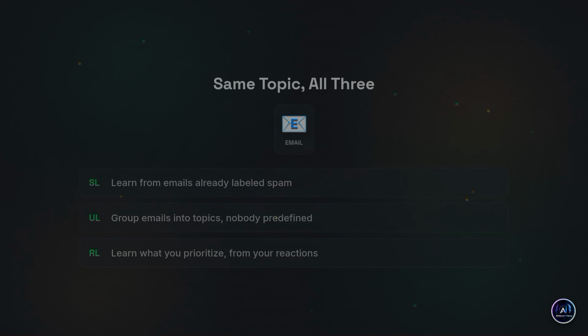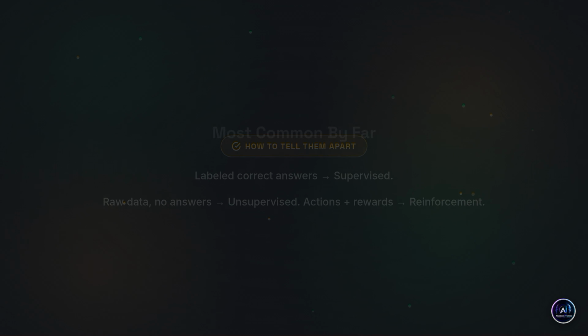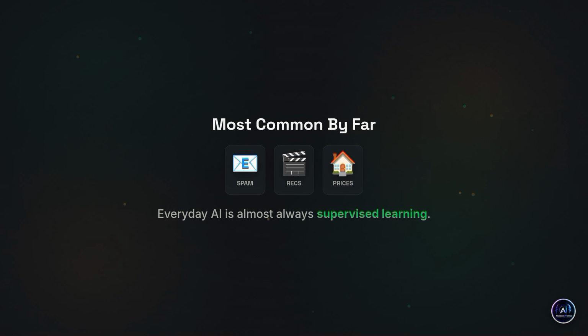Here's a genuinely reliable way to tell them apart in the wild. Does the training data come with labeled correct answers? That's supervised. Is it just raw data with no answers at all? Unsupervised. Does it involve an agent taking actions and getting rewards or penalties? Reinforcement. In practice, most everyday AI you personally interact with, spam filters, shopping recommendations, price predictions, is supervised learning. It's by far the most common of the three in real products.